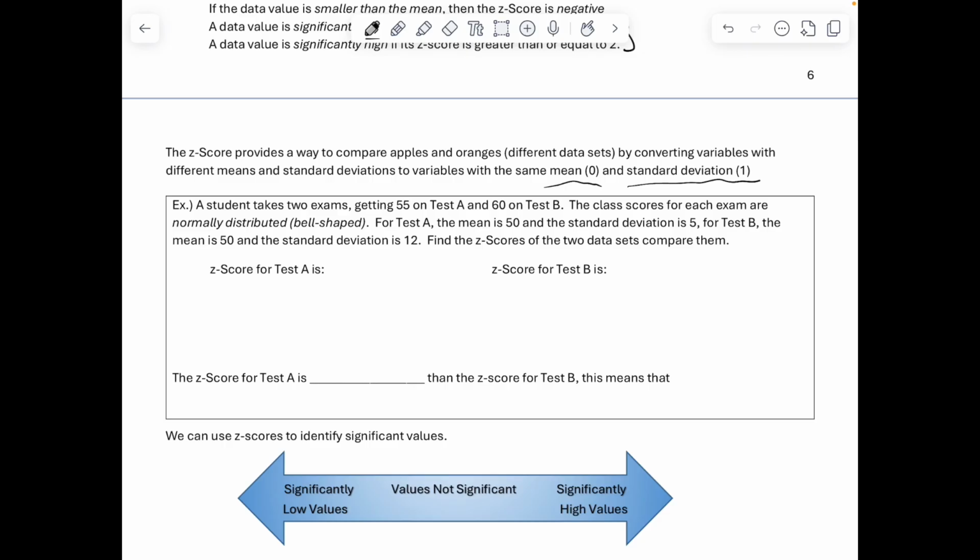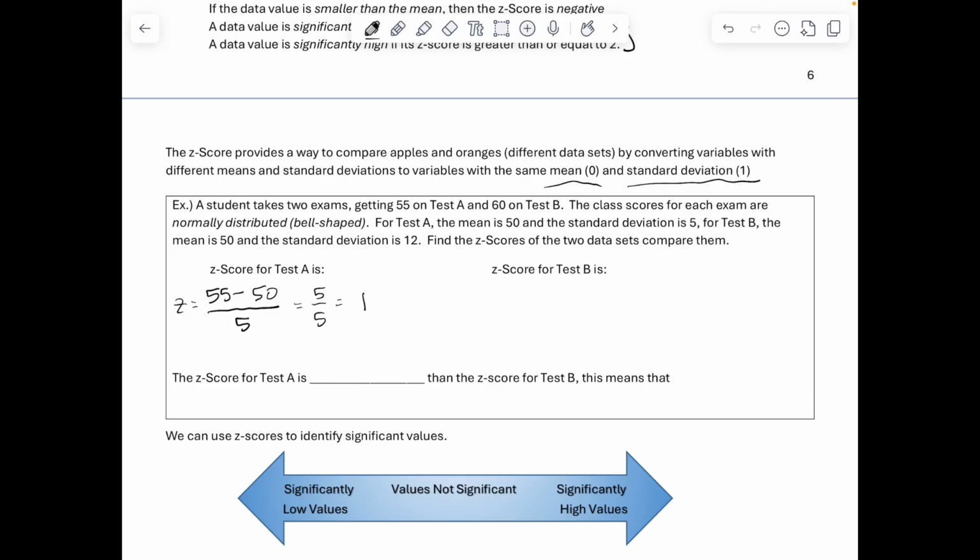So for the z-score for test A, the formula was given at the bottom of the previous page. It's going to be the value that you earned on test A, which was a 55, minus the mean, which was 50, and divided by the standard deviation, which is 5. Working this out, you get 5 over 5, which simplifies to 1.